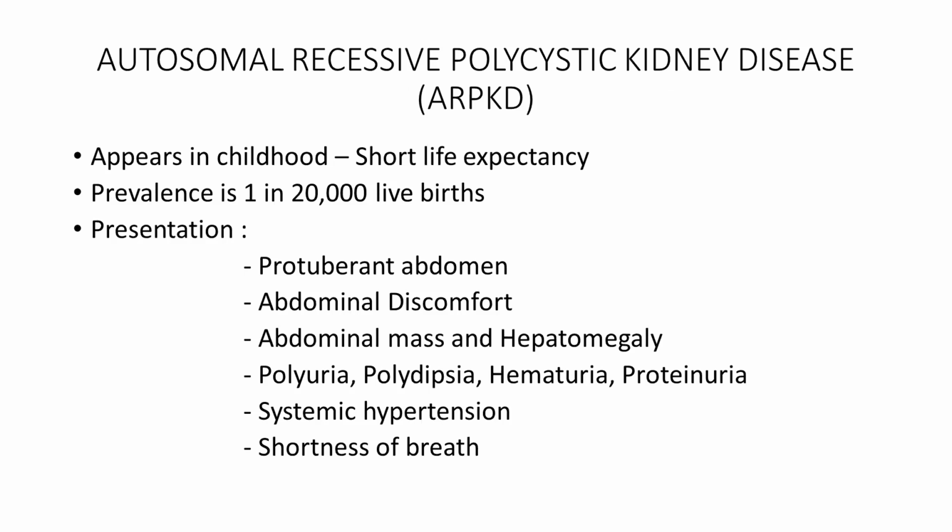Features are that it appears early in childhood and the child usually has a short life expectancy. The prevalence is 1 in 20,000 live births. They usually present with protuberant abdomen because of enlarged kidneys, abdominal discomfort again because of enlarged kidneys, abdominal masses and hepatomegaly, polyuria, polydipsia, hematuria, and proteinuria. Hypertension is a feature in these patients, and shortness of breath because of lung involvement. Hypertension leading to heart failure.